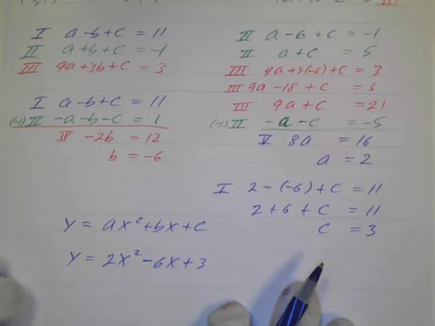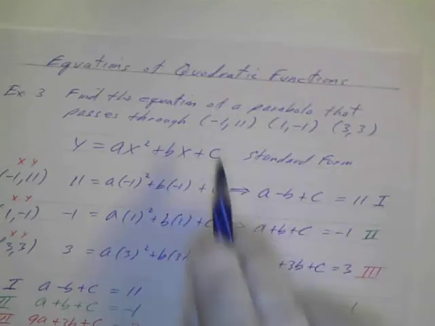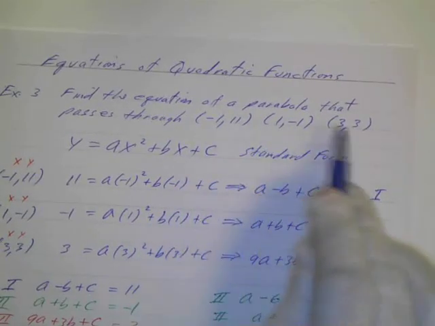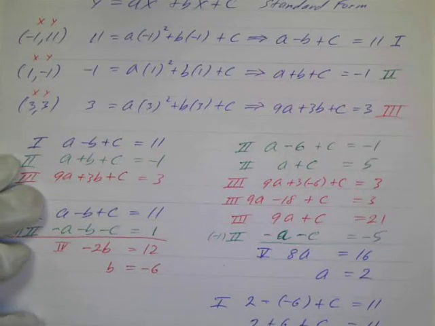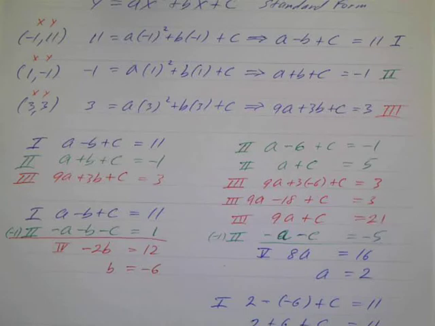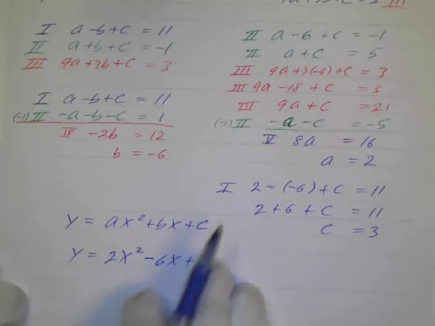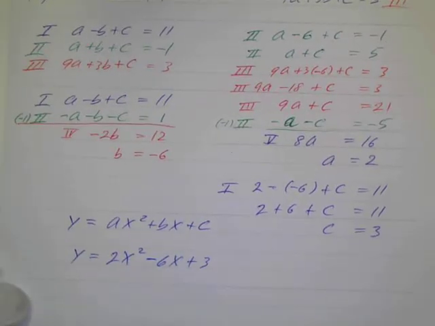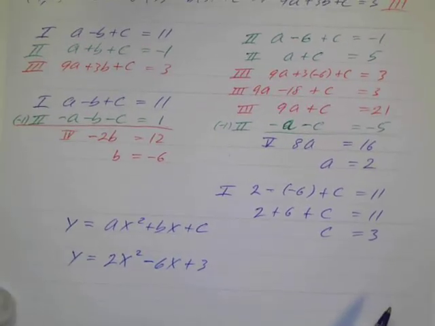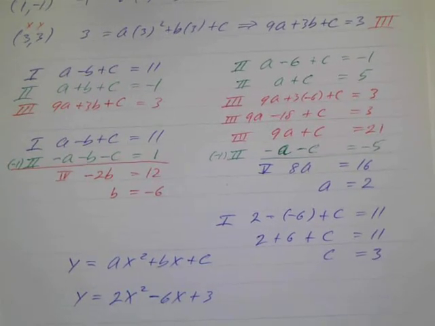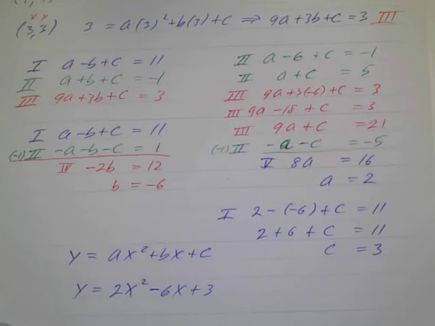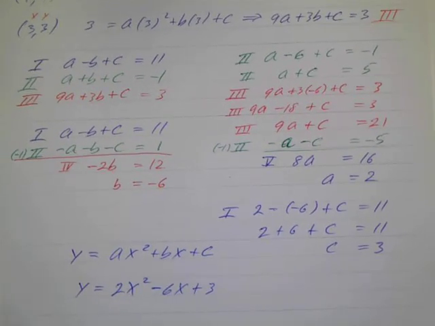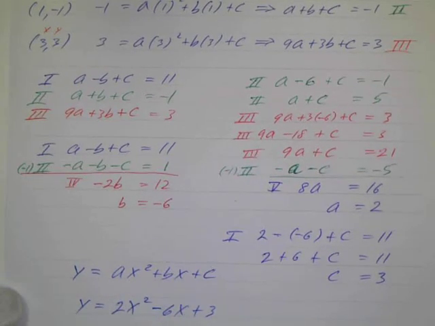And you can check any of these points. If you put any of these 3 points in, x, y, x, y, x, y, if you put that in for the x and the y, the left side will equal the right side for any of those 3 points, because they're all in the parabola. Okay? So that's a little more complicated. So be very careful on those, and make sure that you label your equations and you'll keep track of everything.